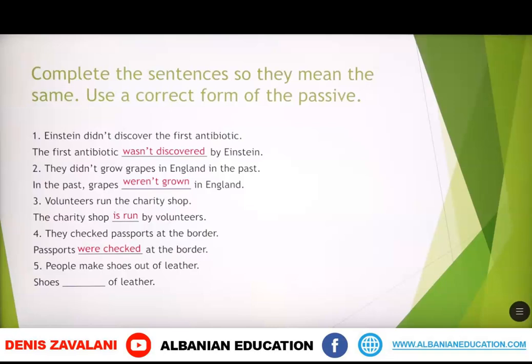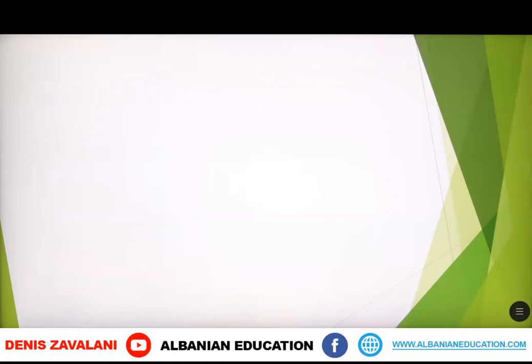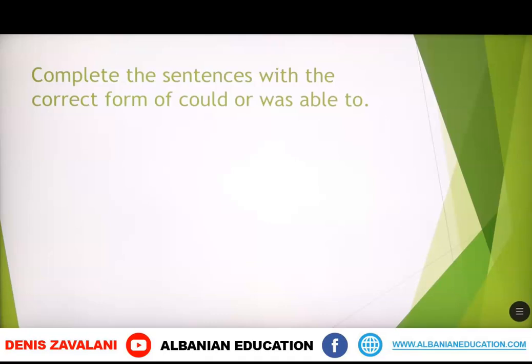People make shoes out of the leather. So shoes aren't made of leather. There's another way of expressing something. So the passive voice is another form of expressing something. We're going with the next exercise.